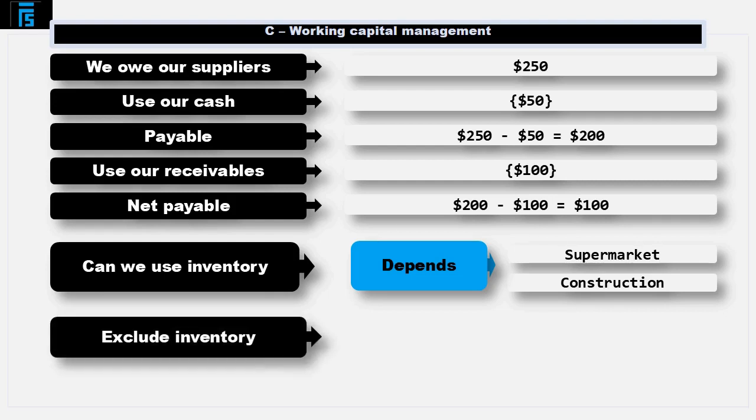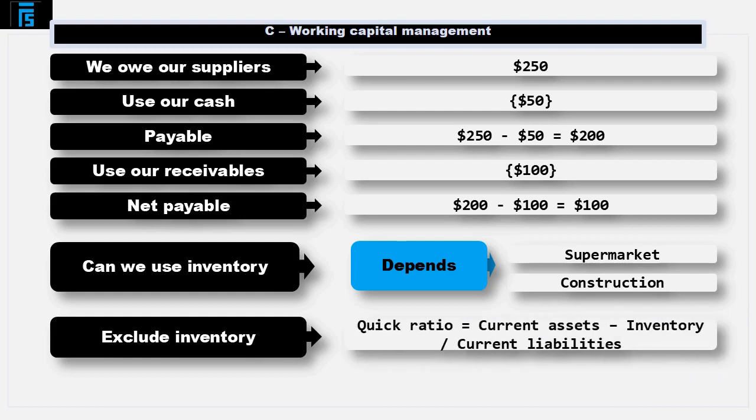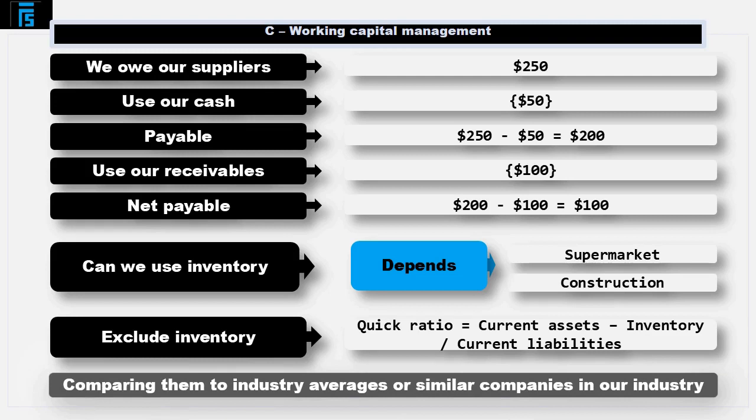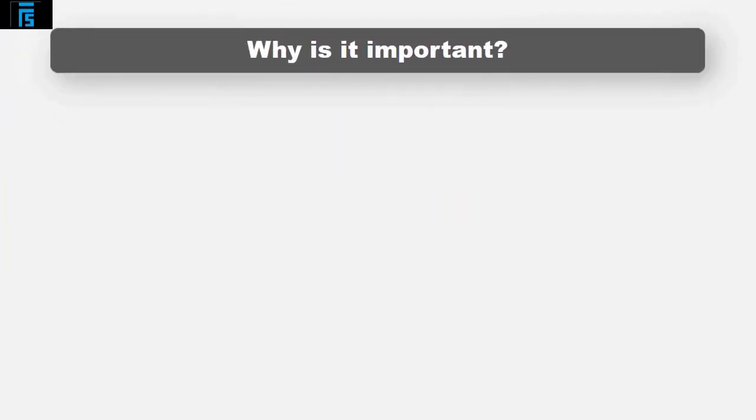Notwithstanding this debate, it may be more appropriate to exclude inventory from the current ratio. So current assets minus inventory divided by current liabilities. This more prudent view is called the quick ratio or asset test. There is no such thing as a single correct or optimal value for the current or quick ratios. However, we can get a feel for the appropriateness or otherwise of the ratios by comparing them to industry averages or similar companies in our industry.